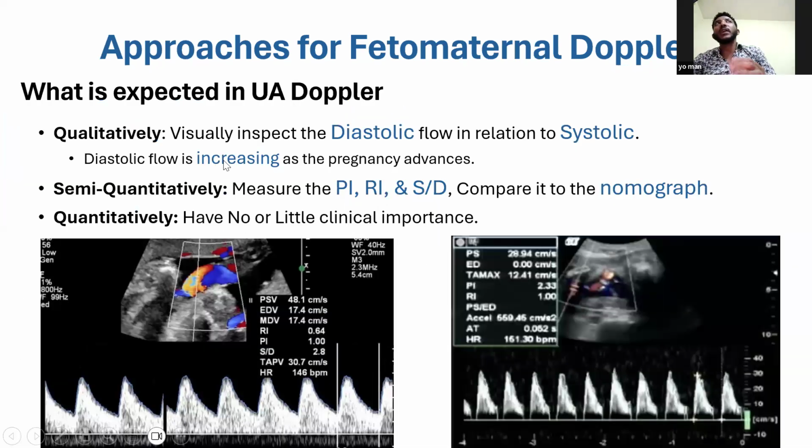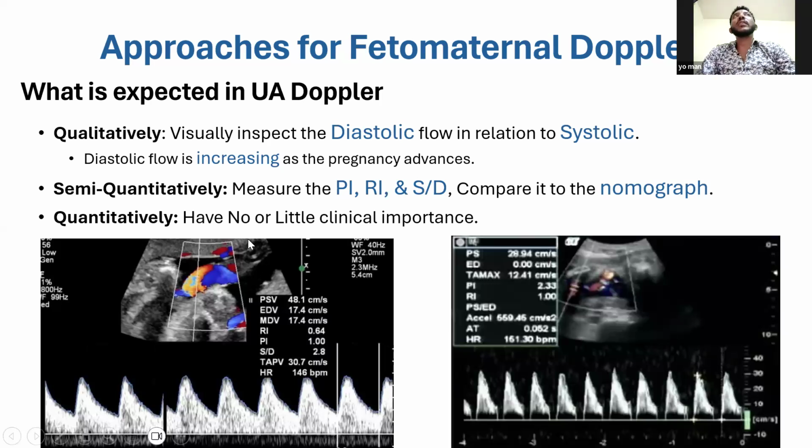What do you expect from umbilical artery Doppler? So qualitatively, visually inspect the diastolic flow in relation to the systolic. So diastolic flow is increasing as the pregnancy advances. It becomes less resistant, okay? Semi-qualitatively, the Doppler indices, which are PI, RI, systolic diastolic ratio, will be used and compared to a gestational age related normograph. And I use RI for simplicity. I use PI for accurate assessments, especially when we get a borderline pathology, okay?